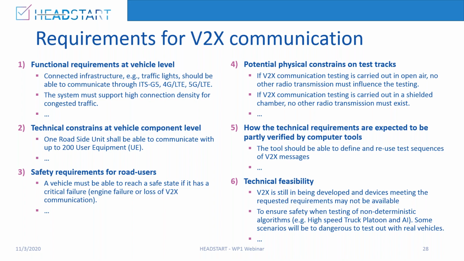For V2X communications, here are some other examples of requirements that we found. So the system should be connected to the infrastructure in terms of V2I. We can have some connection through traffic lights with ITS-G5, 4G LTE, or 5G LTE. The system should be able to support high connection density for congested traffic.